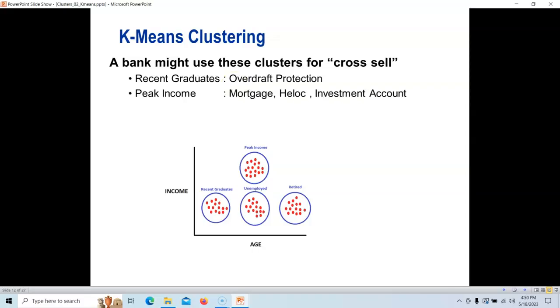What about our peak income earners right here? These are the people who want mortgages, home equity lines of credit, investment accounts, lots of stuff, financial instruments. That's what they care about.